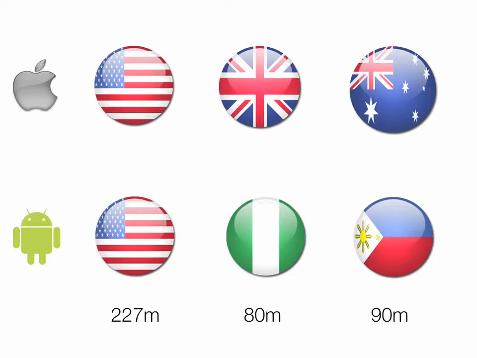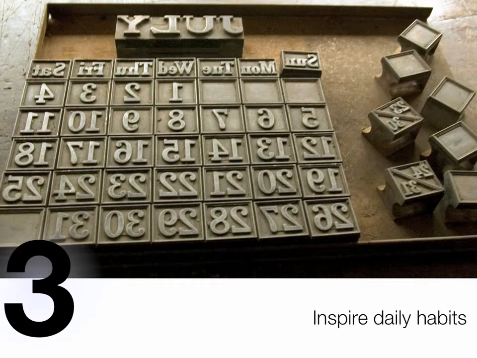The third lesson we learned was how to inspire daily habits. Why is this so important? Now, smartphones, although we live in a very multitasking world, smartphones are inherently single-tasking. You can only use one smartphone app at a time. And people want to quickly switch between the different contexts that they're using. So that means the average session time of a user using your app is very short.